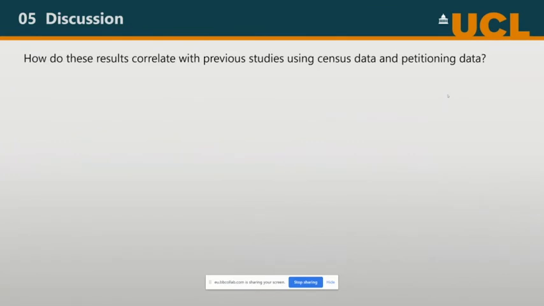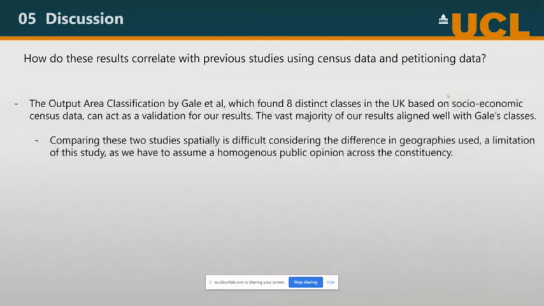So how do these results correlate with previous studies using census data and petitioning data? The output area classification by Gale found 8 distinct classes in the UK based on the socio-economic census data that was available at the time. And this can act as a validation for our results. The vast majority of the results align very well with Gale's classes, and when you compare these two studies spatially, it's quite difficult to see the difference because of the difference in geographies. As Gale used output areas, I was only limited to constituencies.